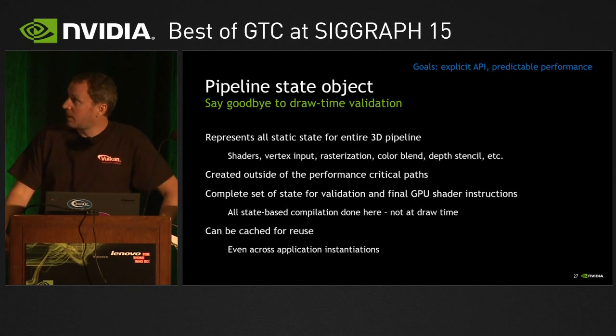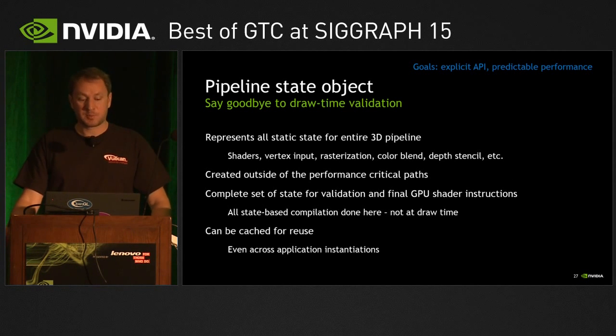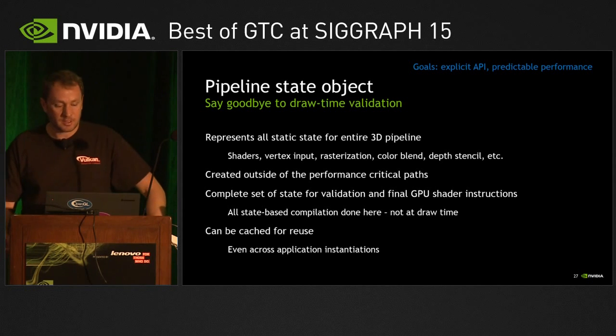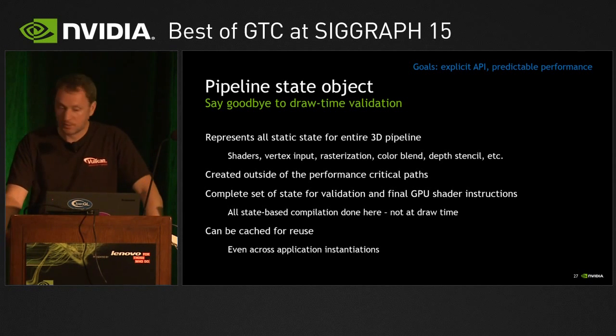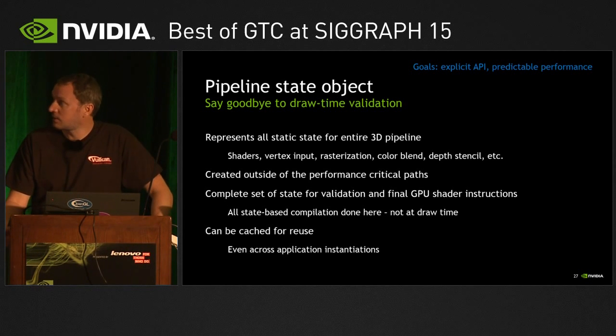So now, finally, the pipeline state object. This represents all the static state for your entire 3D pipeline. So this is the shader. This describes the vertex shader inputs, how you want to rasterize. So, for example, if you're drawing lines or solids, or your color blend functions, and depth stencil state and stuff like that.